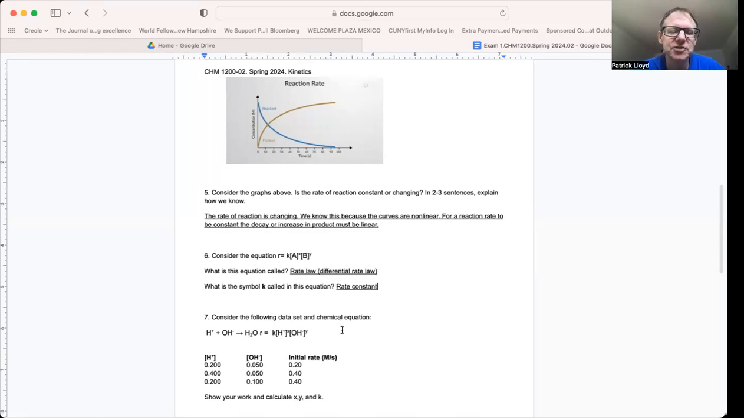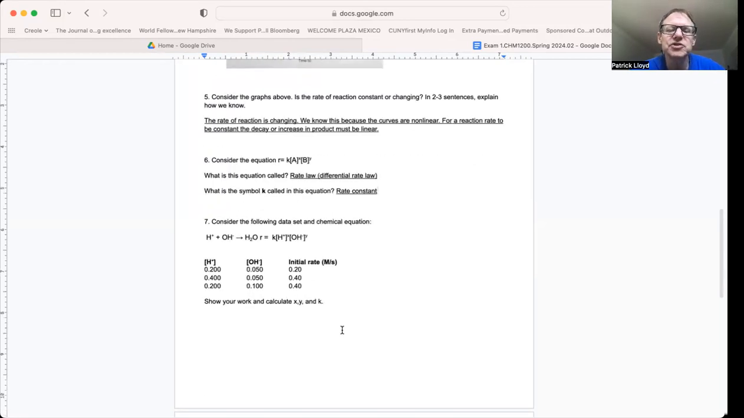Okay, that's pretty straightforward. Number 7, consider the following data set and the chemical equation. So here's the chemical equation here. And notice they give you a generic expression for the rate law: R equals K times the concentration of H plus to the X times the concentration of OH minus, hydroxide, to the Y. They give you several different combinations of concentrations and initial rates, and then ask you to figure out X, Y, and K, the rate constant, right?